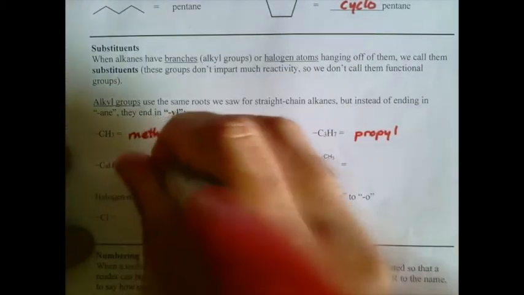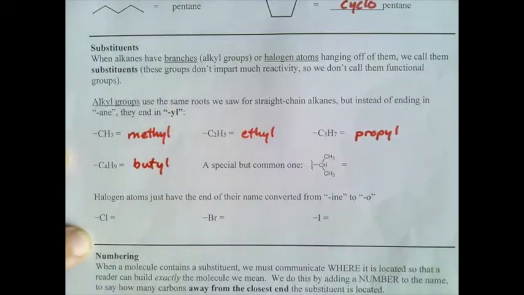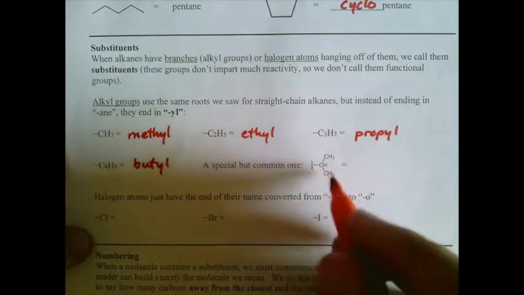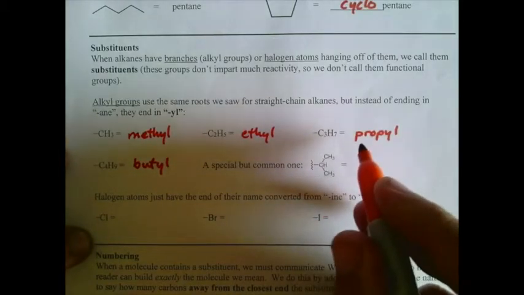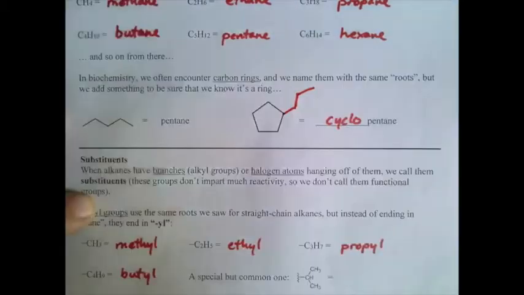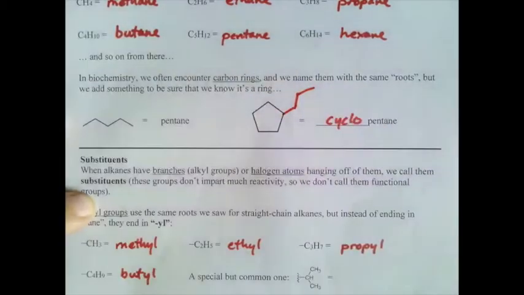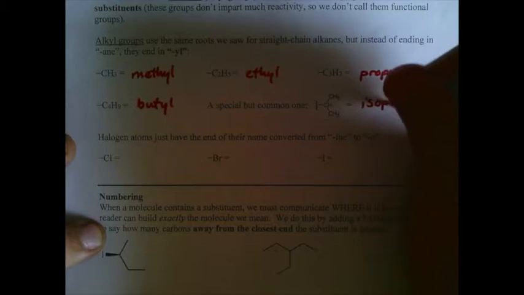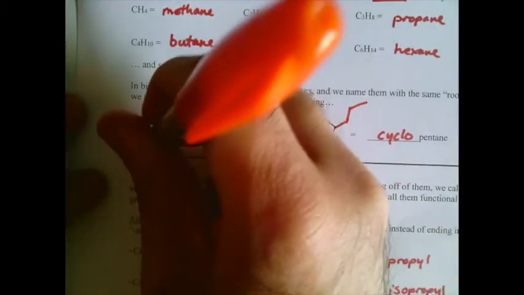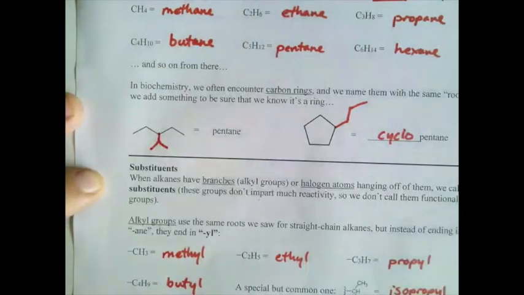C4H9 would be butyl. I do want to point out a special one, but it's relatively common. This is a 3-carbon substituent, but usually if you call something a propyl substituent, it's those 3 carbons all in a row. So for instance, if I had propyl cyclopentane, it would look like this. I would have all 3 carbons hanging off of that. When it's done this way, where they branch at a certain point, this is actually referred to as an isopropyl substituent. So if I did the same thing here and I made this like that, this would be isopropyl pentane.